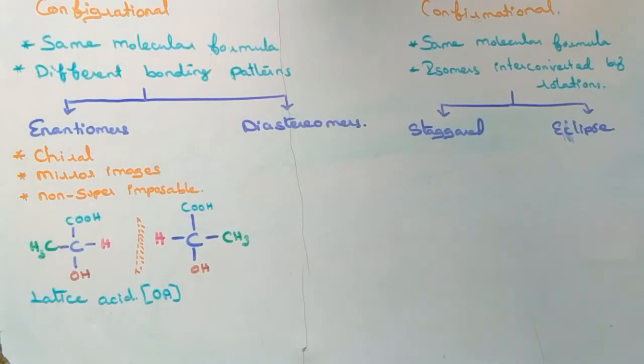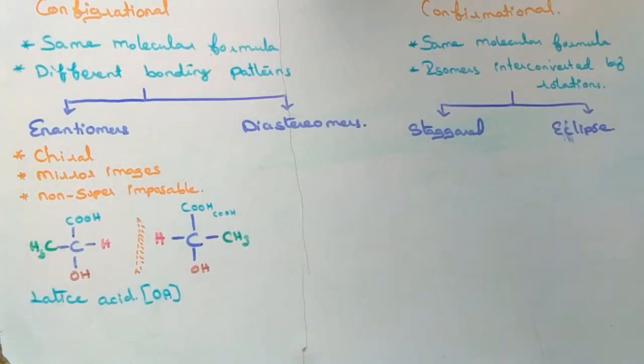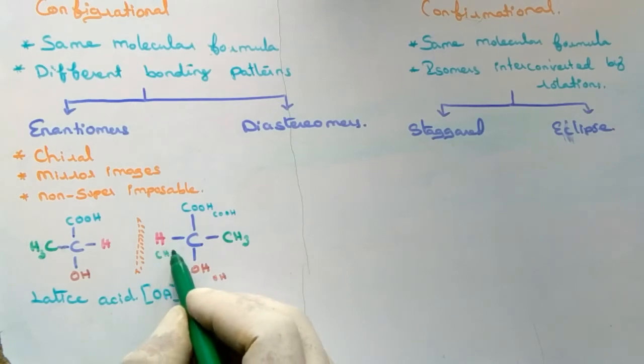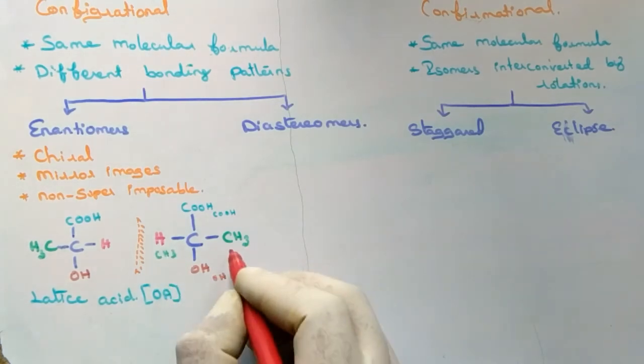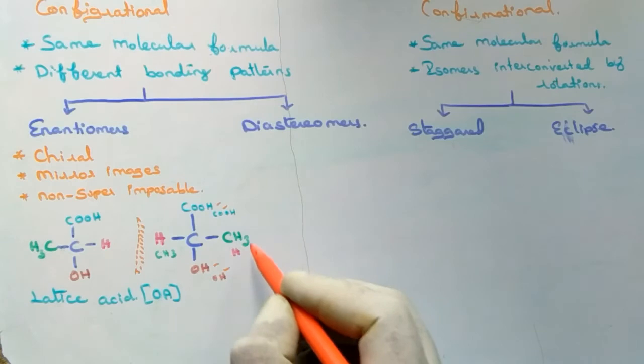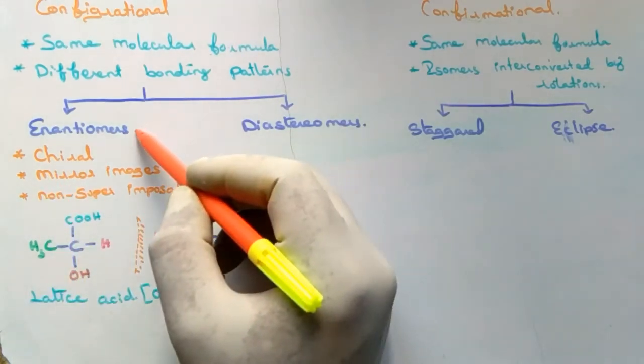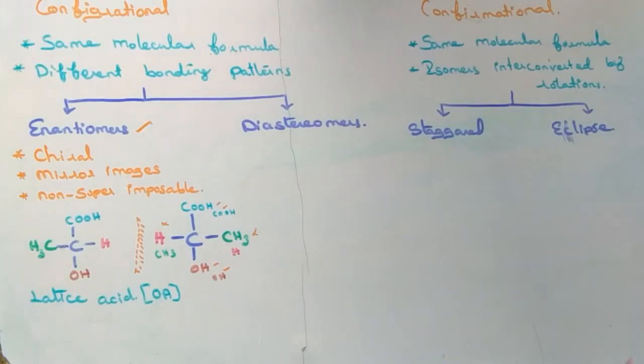If I keep the original image with the mirror image, then what will occur? The upper side COOH group will come, and the lower side OH group will come. But on the left hand side the CH3 group will come, and on the right hand side hydrogen will come. So the upper and lower sides will be superimposable. Then what about the right and left hand sides? They are non-superimposable. So these mirror images are called enantiomers.